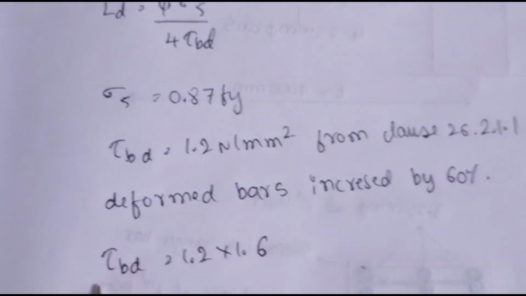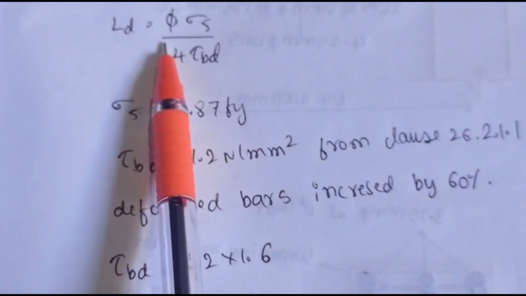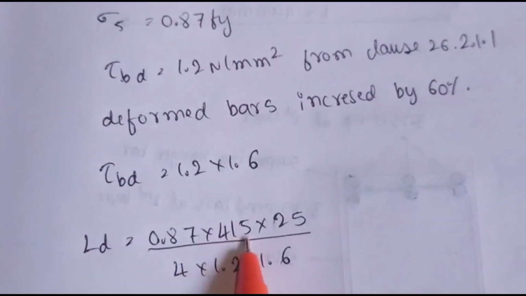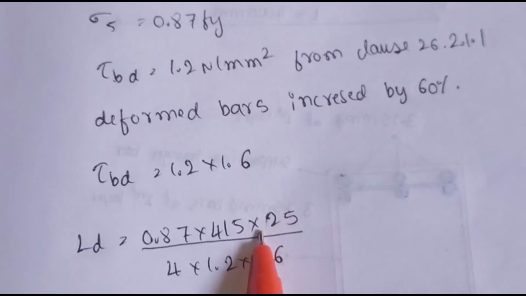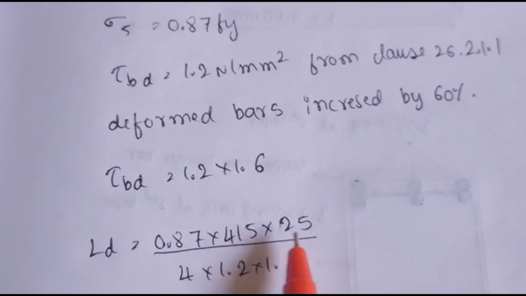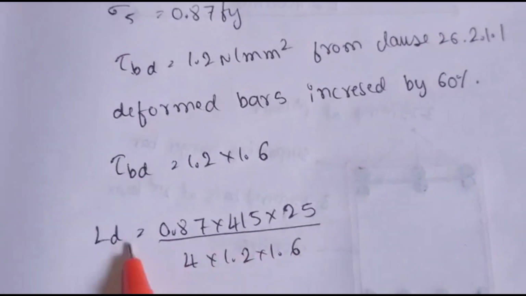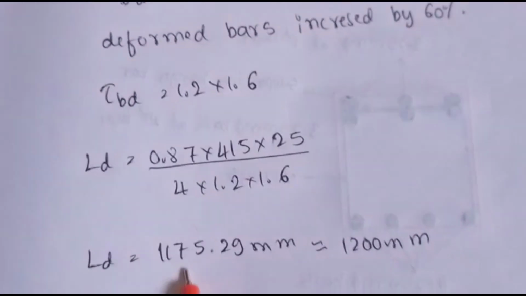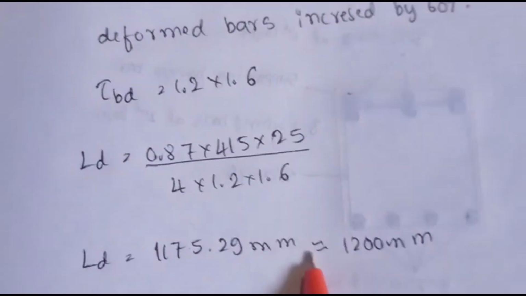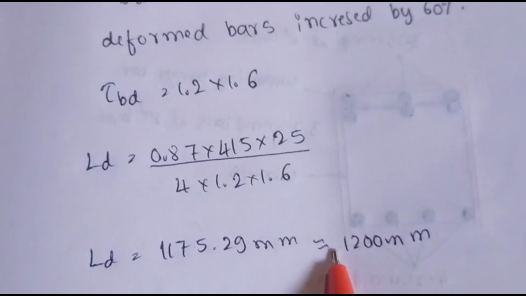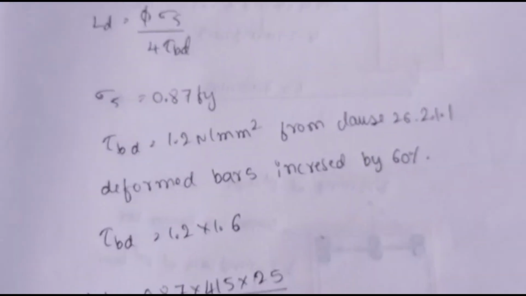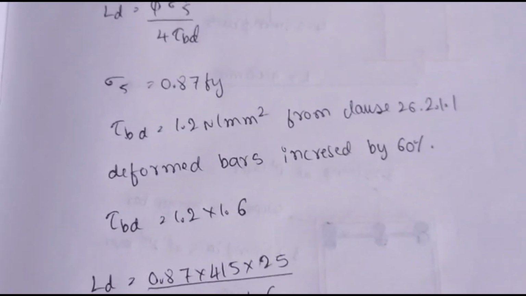So substitute this value in this. Our LD is equal to 0.87 into Fy, that is 415, with diameter taken as 25, divided by 4 into 1.2 into 1.6. After simplifying we will get our LD value as 1175.29 mm. I am making it an approximate value, that is 1200 mm. So this is how we calculate the development length. I hope you all have understood.